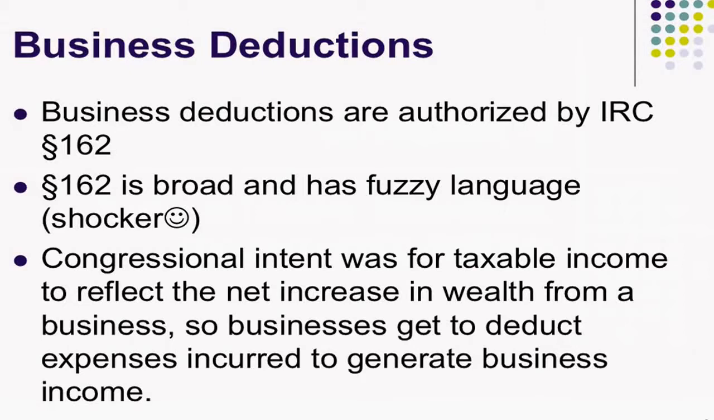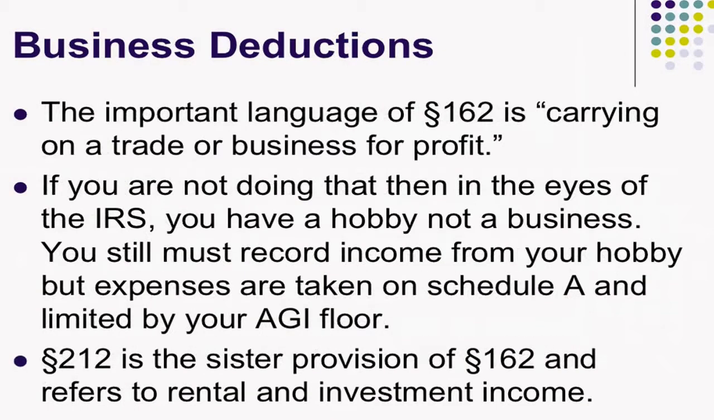Well, it does. And congressional intent behind Section 162 was for taxable income to really reflect the net increase in wealth from a business. So businesses get to deduct expenses incurred to generate business income. And so what you're left with, if I've got income and I've got expenses deducted against it, is taxable income that really represents the net increase in wealth that I have. And that was Congress's intent in enacting 162.